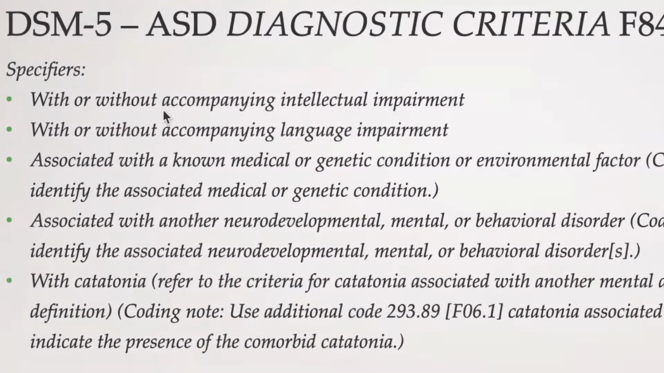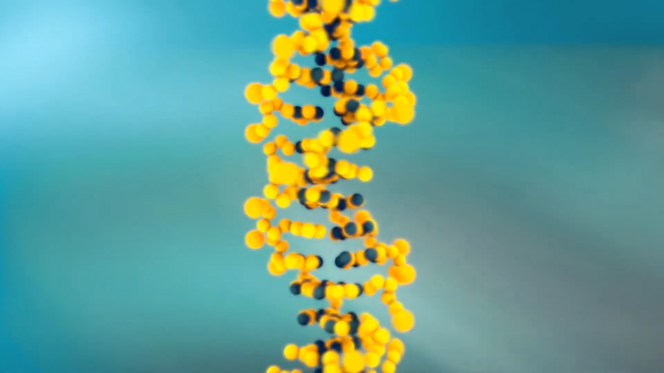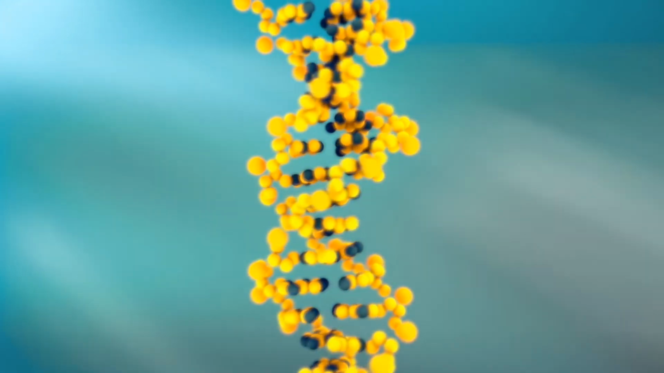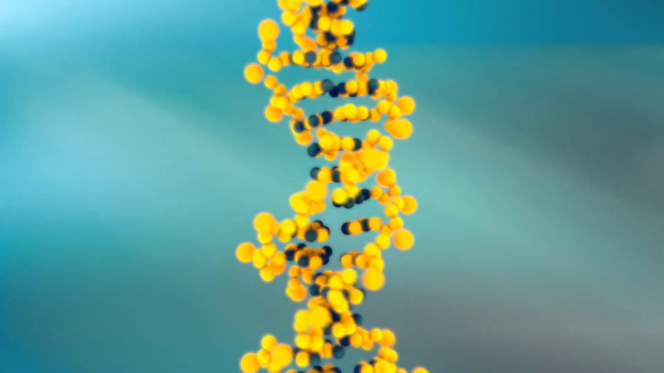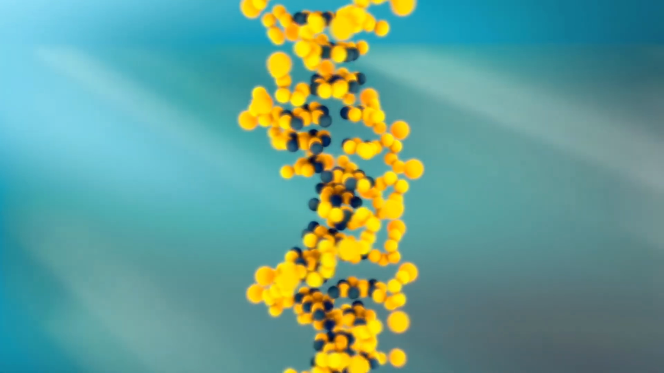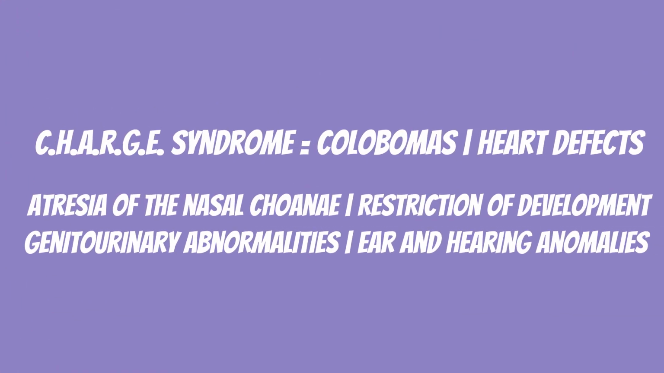There are basically multiple specifiers: with or without accompanying intellectual impairment, with or without language impairment, which can happen, associated with a medical or genetic condition. So sometimes there's a genetic condition. That's interesting, because autism has a very big genetic component to it. Yes. This can be like a person that has CHARGE syndrome, which is a specific genetic disorder, who very often has some of the same symptoms, but that's not specifically ASD.